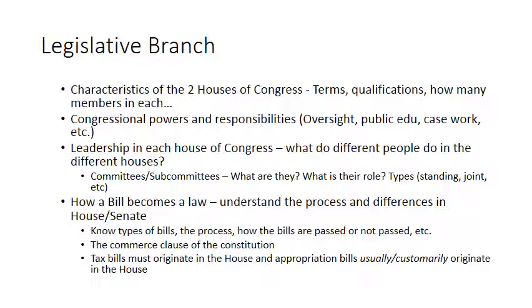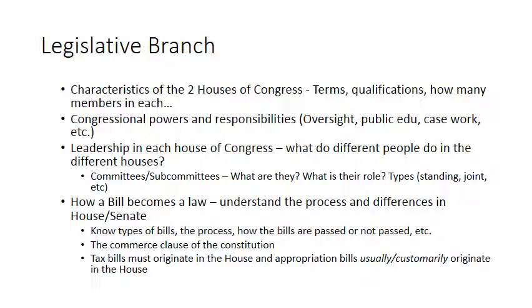Now, you don't need to know the steps necessarily. What you need to understand is how the process works. In other words, again, what are the roles of the filibuster? What's the role of the committees? Where are the different points that a bill might die in the process of a bill becoming a law?